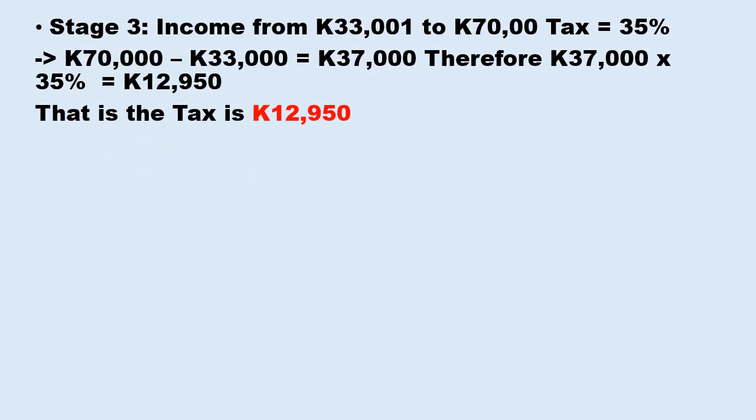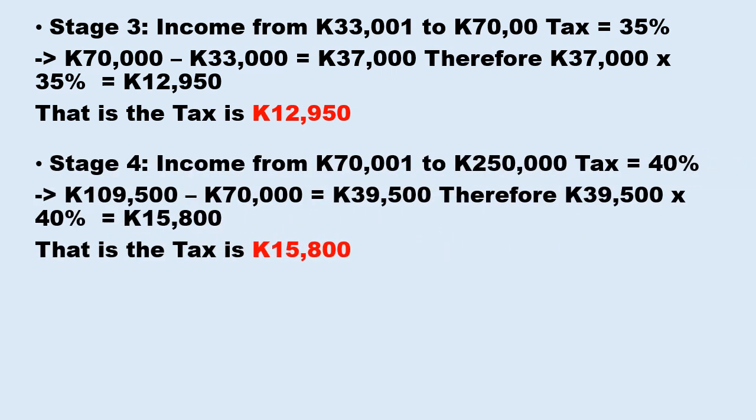That's stage three. It's from 33,001 kina to 70,000, so the tax rate is 35%. The 70,000 minus the lower end, which is 33,000, gives 37K, and then you get 35% of that 37K, which is 12,950. These are tax constants.